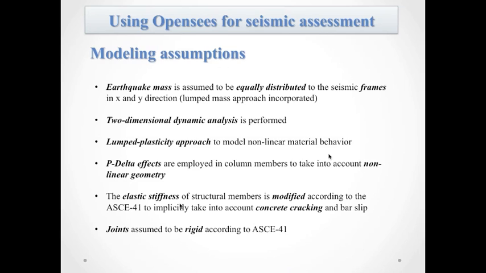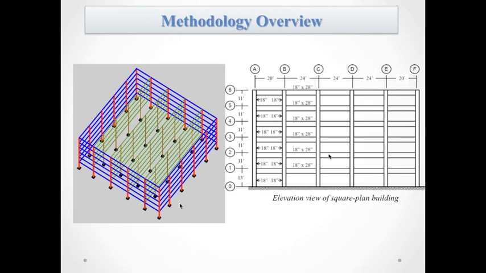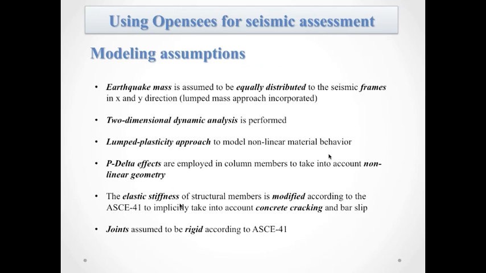So to become more specific, let me give you some of the main modeling assumptions. We are assuming that the building that appears here consists of 6 frames, all of which are considered capable of resisting earthquake loads. So practically the earthquake's mass is equally distributed to the frames. The configuration of the building is very simple, so 2-dimensional dynamic analysis was performed. There are no torsion issues because of the symmetry of the building.